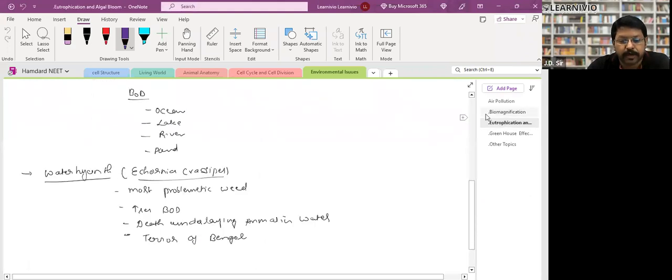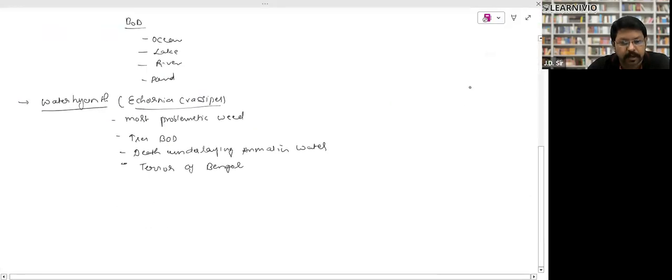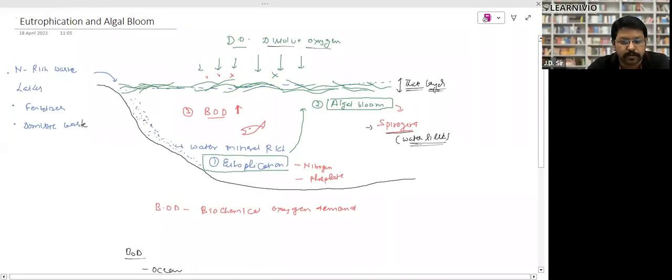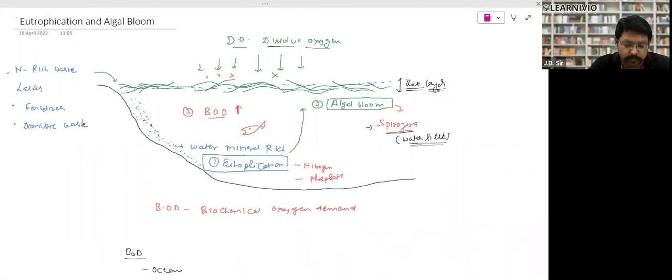Now, what is eutrophication? Again, an important part. Can anybody tell me what is eutrophication? What is algal bloom? No one? Sir, algal bloom I know, but eutrophication I don't know. Yeah, please tell me, what is algal bloom?